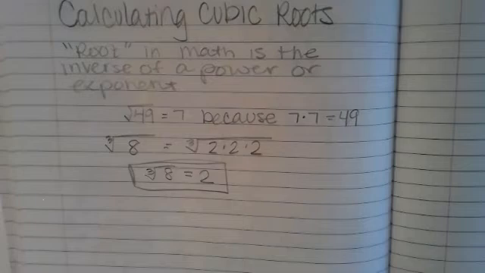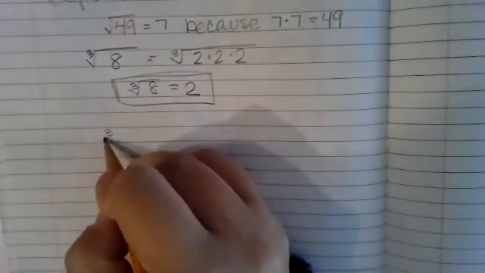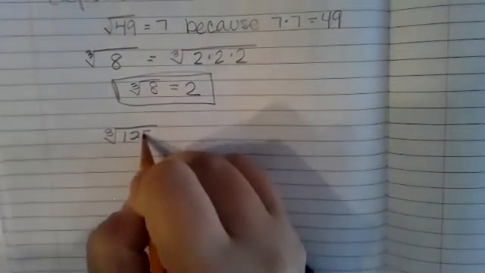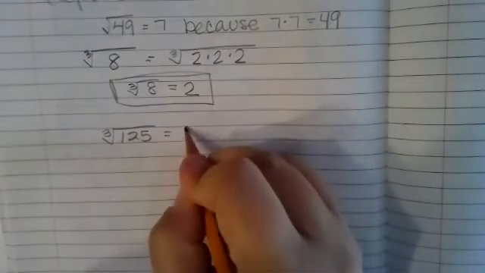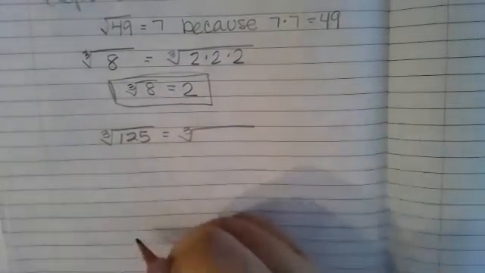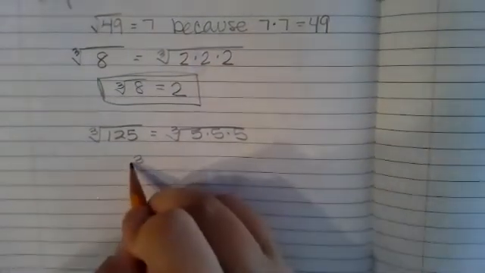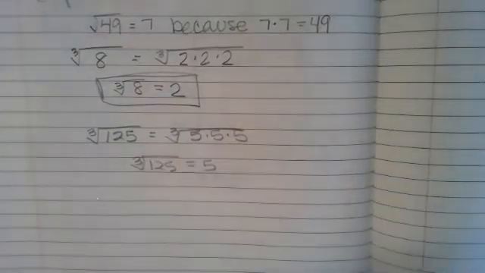So then when we take a look at this, let's say I have the cubed root of 125. So this would be equal to the cubed root of 5 times 5 times 5. So the cubed root of 125 is equal to 5.